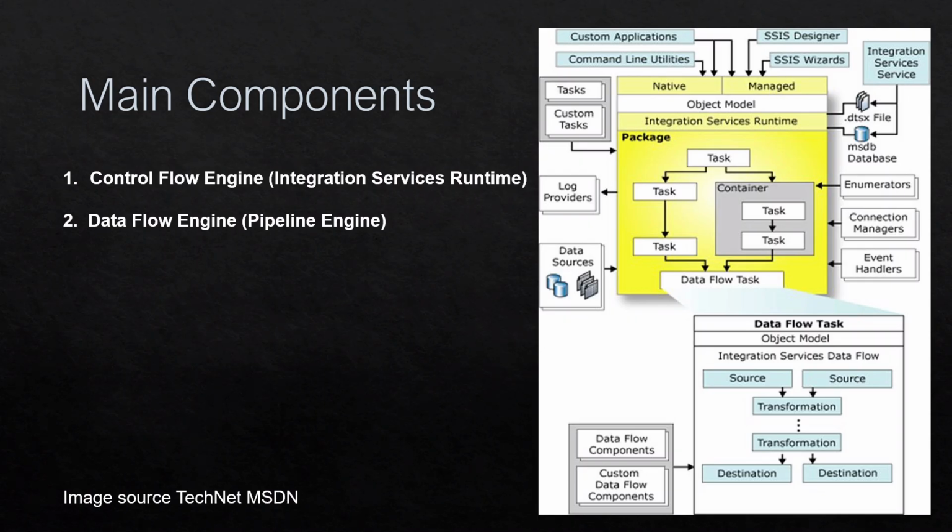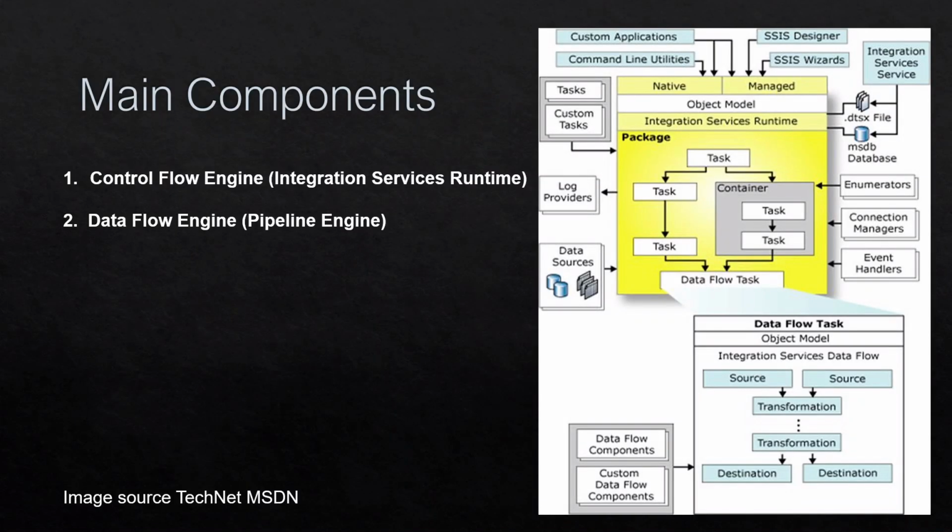The first one is the native layer. This is the core runtime engine of SSIS package, written in C++, unmanaged code. The next is the object model. This is the public API exposed for programmability. And the managed layer, this is the .NET wrapper written in C#.